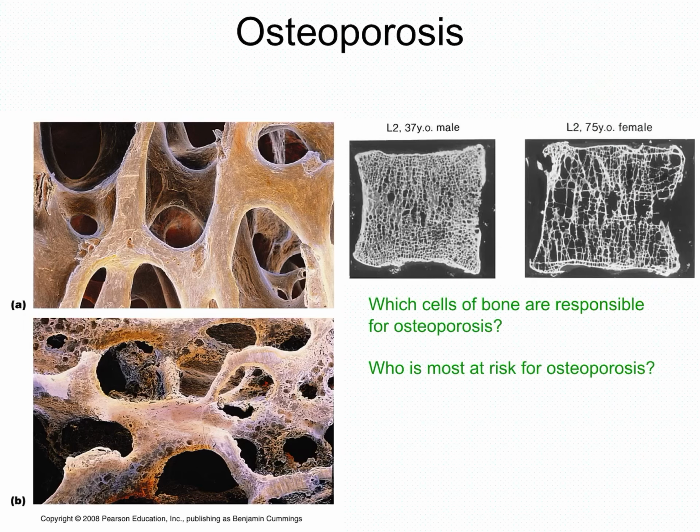And we can see clearly through this, this is a 37-year-old male cross-section of their spongy bone, and this is a 75-year-old female. So you can see how much less bone density there is, right?